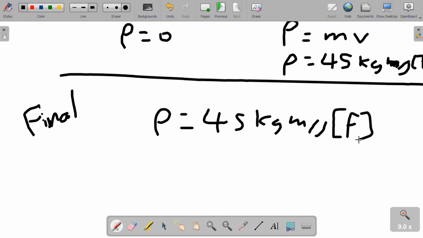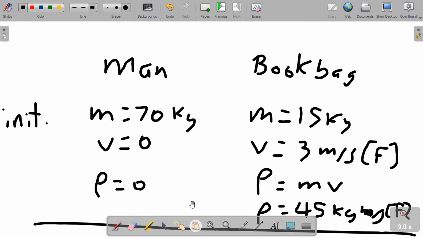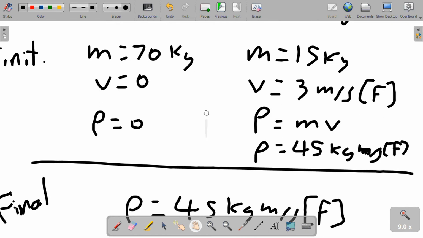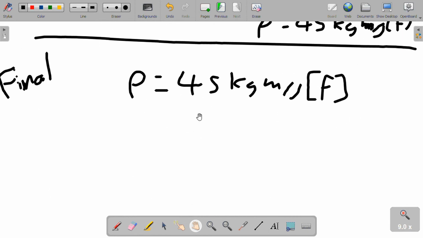The final mass is the same as it was before, but the two bodies have become one, essentially. So where we had a 70 kilogram man and a 15 kilogram book bag, we now have a 70 plus 15 kilogram system. So we have a mass of 85 kilograms. And what we're interested in is finding the final velocity.